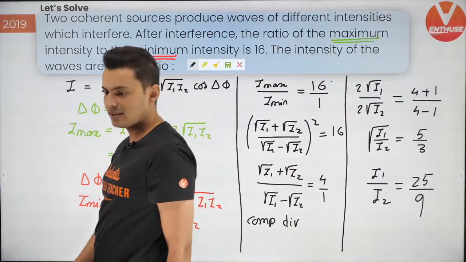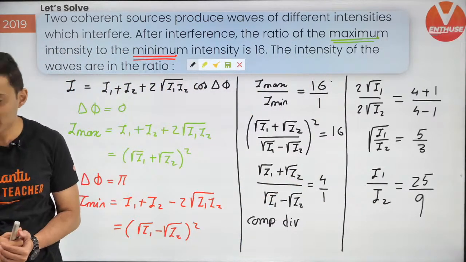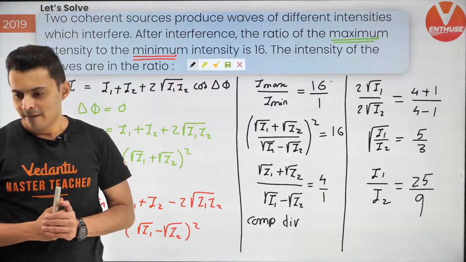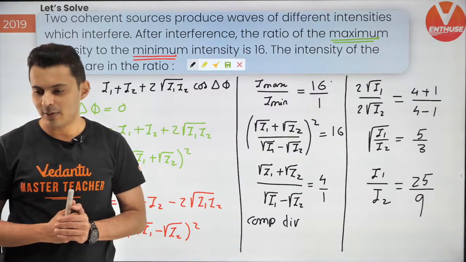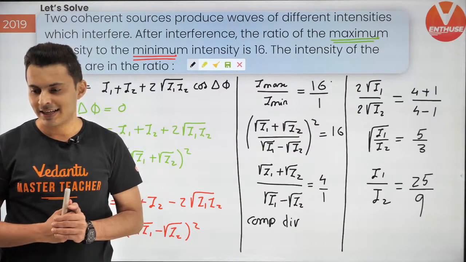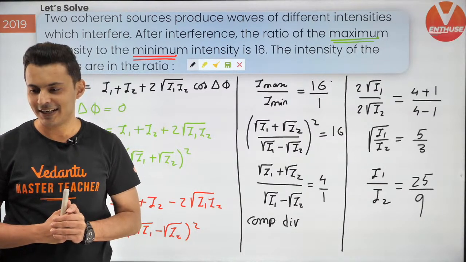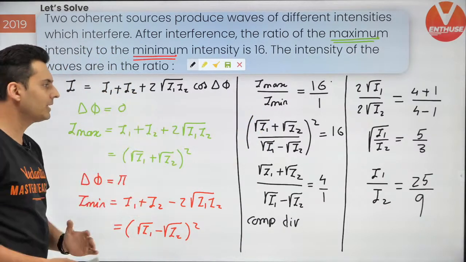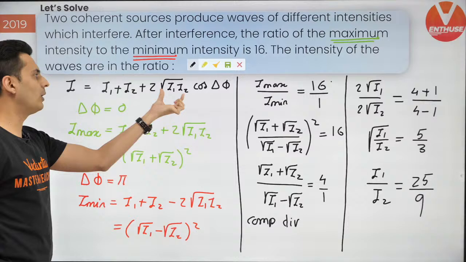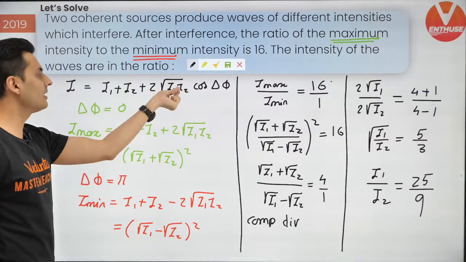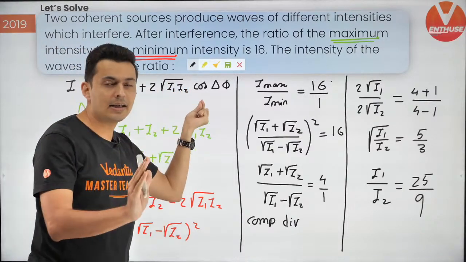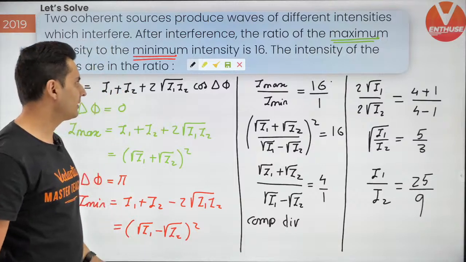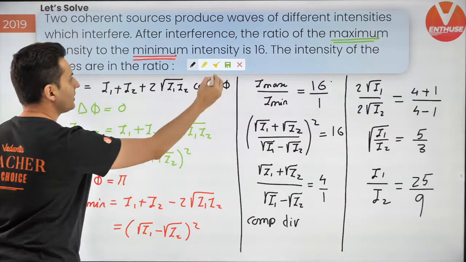Lot of maths, but yes, very good. Some of you got it. Yes, 25 by 9. Yeah, very good. So this is how you are supposed to do it. This is a proper method of doing this. It all depends on this formula which I just gave you, the intensity formula, which is very identical to the amplitude formula, guys. So that's how you do this problem.